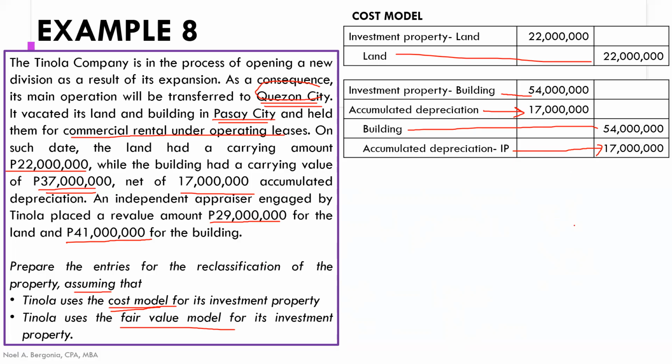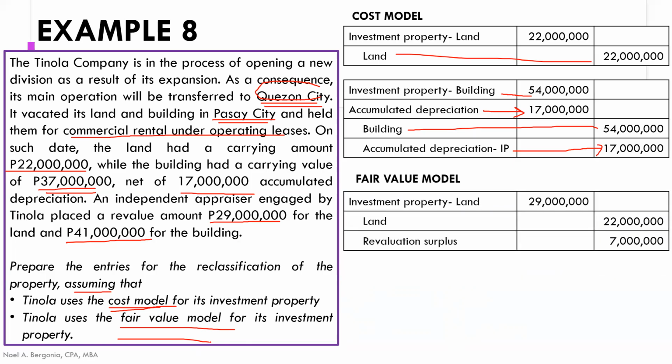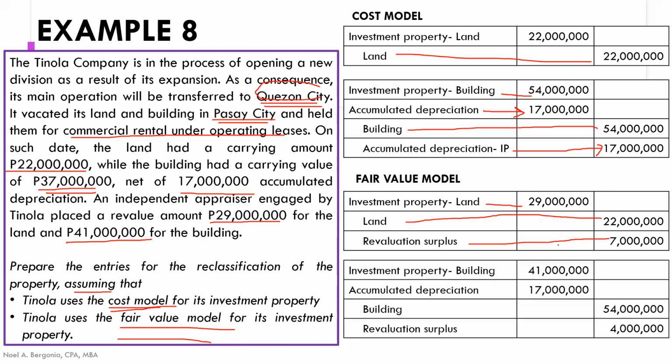And then how about fair value model? In the fair value model, what you're going to do is you will be recognizing, of course, revaluation. So we have debit investment property land 29 million, then the land which has a previous 22 million carrying value, you will now be crediting revaluation surplus of 7 million. So may reval doon, kanina under cost model wala. While the transfer of building would be a debit to investment property building 41 million, which is now the revalued amount of the building.